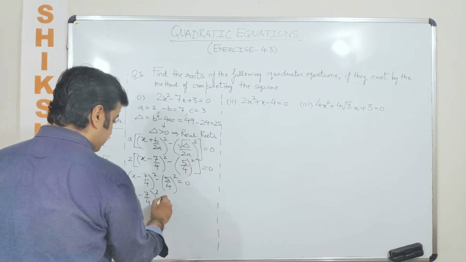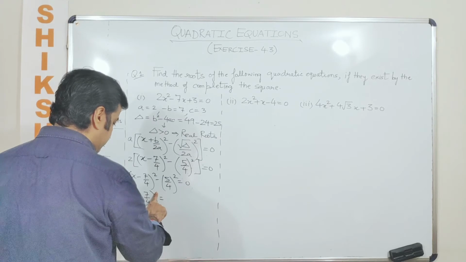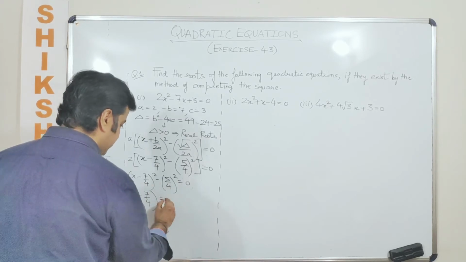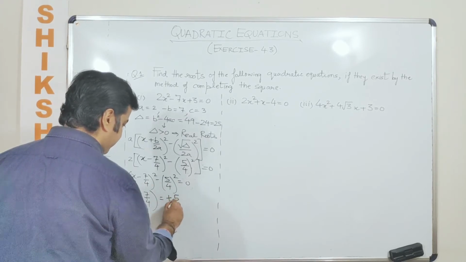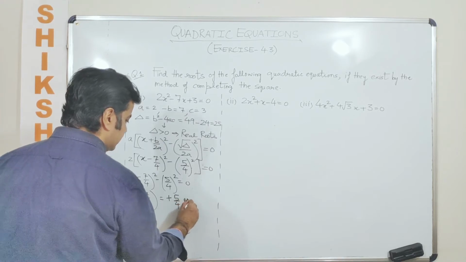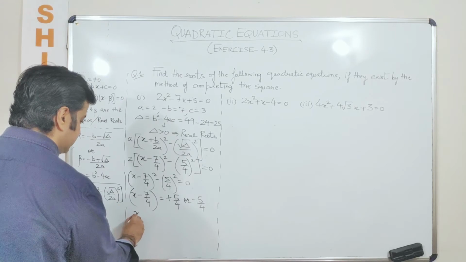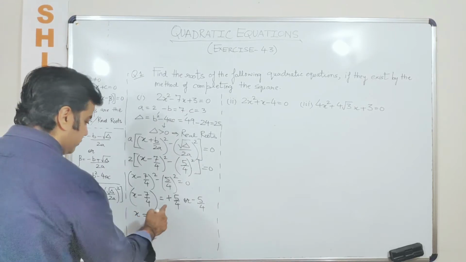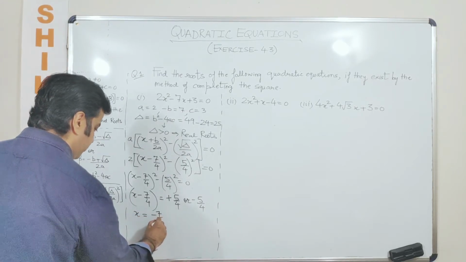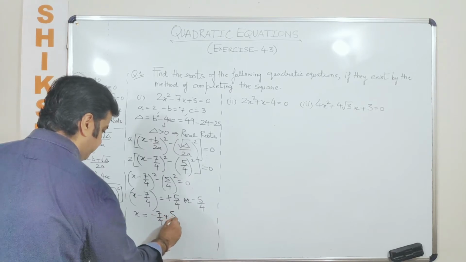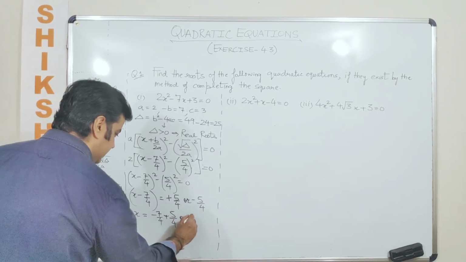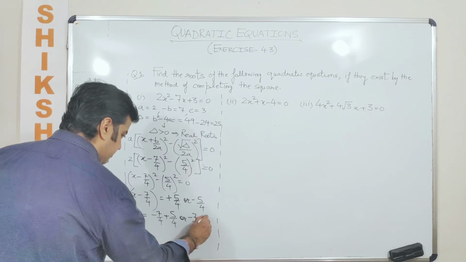So the moment I do it like this, I say now let us take the square root on both the sides. So I'll say it is either plus 5 by 4 or minus 5 by 4. Once you have said this, in that case you will say now x is equal to minus 7 by 4 plus 5 by 4, or you will say it is minus 7 by 4 minus 5 by 4.